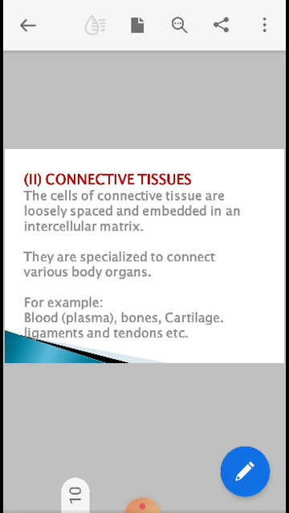Now you have learned about the ligaments and tendons in your previous classes, but again when we talk about the muscular tissues, we'll come back to ligaments and tendons and their functions, how they work and how they perform the function in our body. But here the connective tissues are those tissues which connect various body organs.